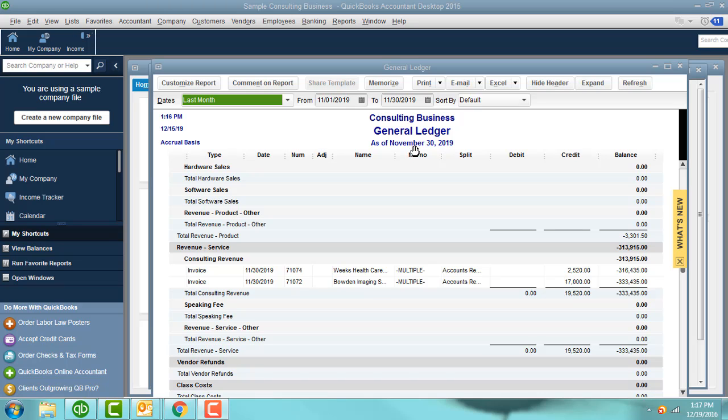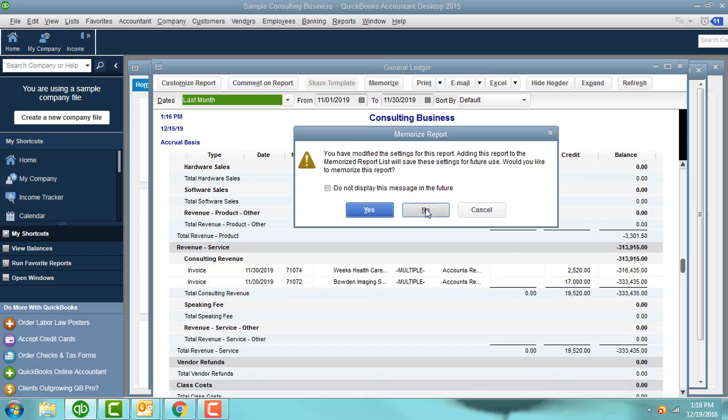All right, everyone, here's today's lesson, and this is the general ledger. This is just a simple sample company that I pulled out of QuickBooks 2015. It's a consulting business. This is the general ledger. So I'm going to close this out, and I'm going to show you how this whole thing works.